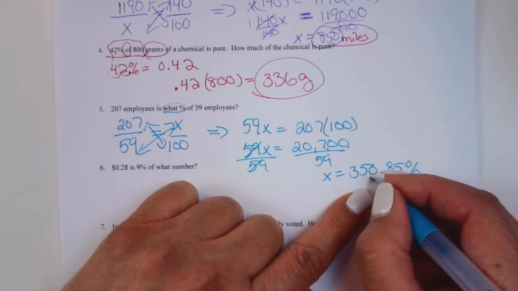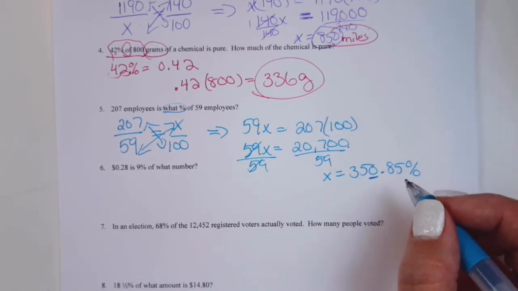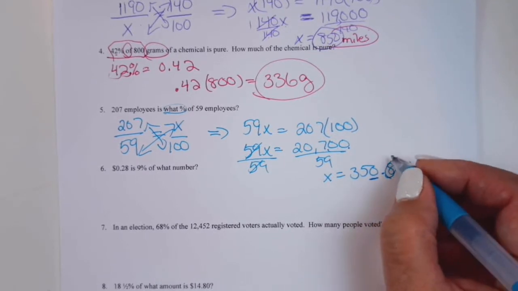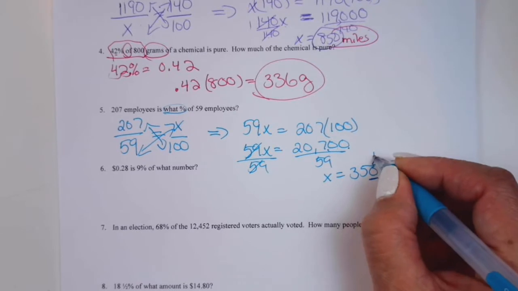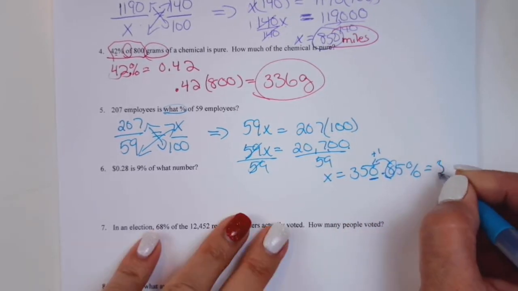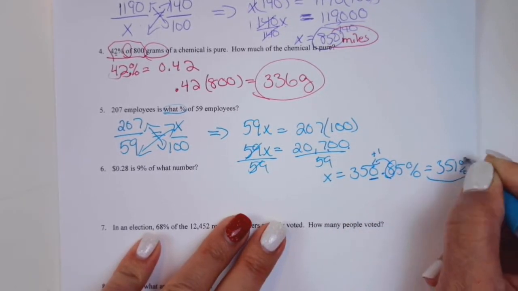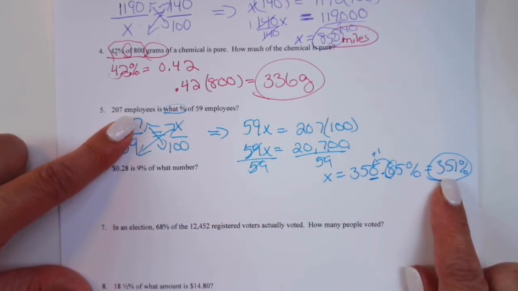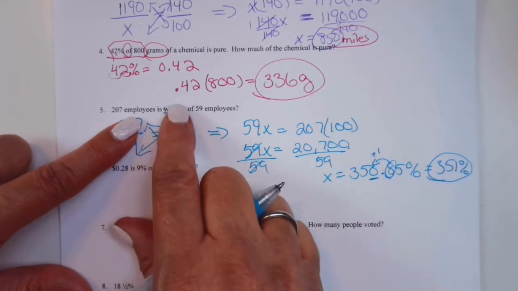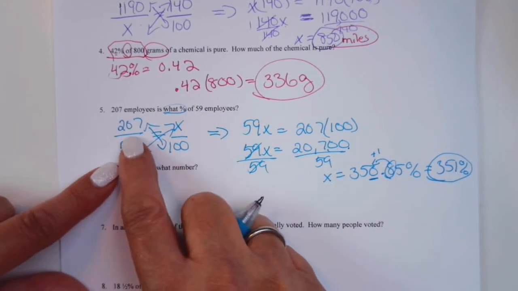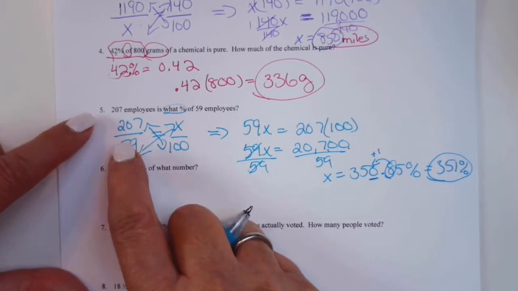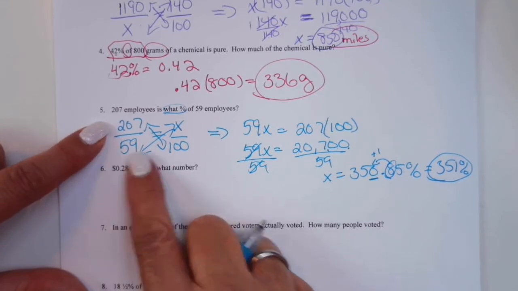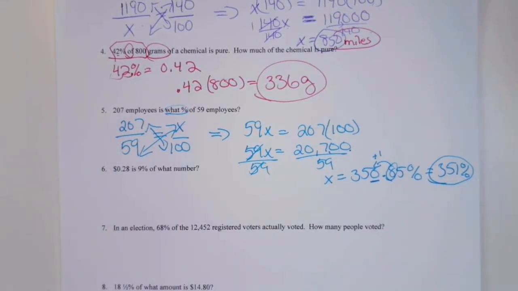So now we are rounding it to the nearest percent. And again, the number to the right, which is the 8, is greater than 5. So we're going to add 1 here. So our answer is 351%. And again, it's over 100% because if we look at it, 207 employees of 59 employees, our whole is smaller than our part. So our answer is going to be over 100%.